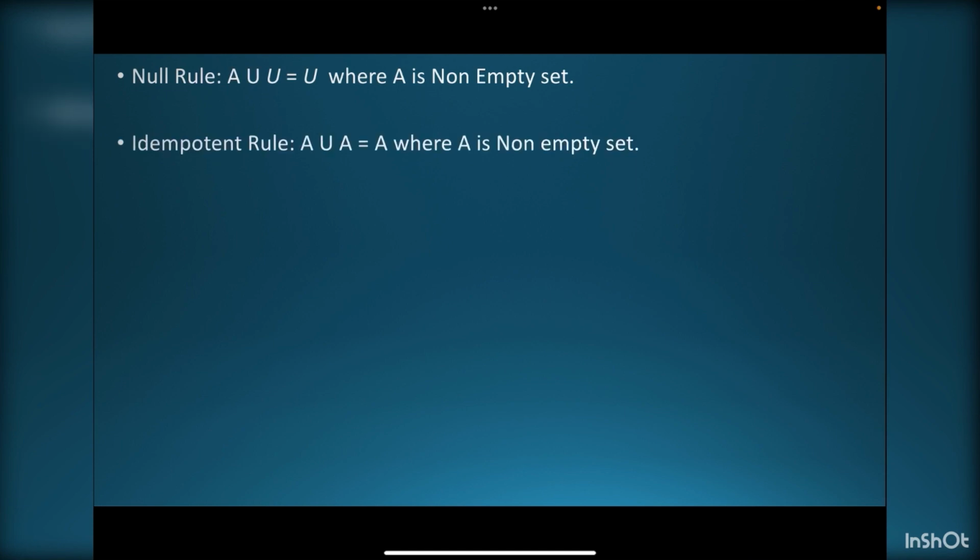Idempotent rule. The rule is that A union A is always A, where A is a non-empty set. Cantor's set theorem. This theorem is pretty famous, and we'll prove it in one of the lectures. The rule says that if S is a finite set, the cardinality of S is strictly less than the cardinality of the power set of S.